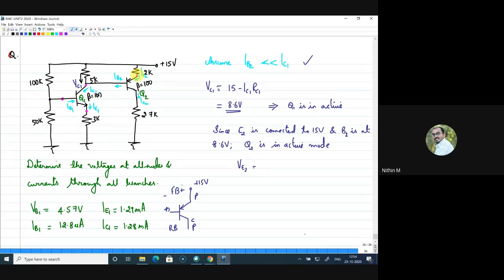So others who did not get the answer, let me explain. This Q2 transistor is in active mode. For a PNP transistor in active mode, the base emitter voltage can be considered as 0.7. Now this node voltage VC1 is at 8.6. If I add 0.7, which is equal to VBE active, to the existing voltage, I can get VE2. So what is VE2? It is equal to 8.6 plus 0.7, which is equal to 9.3 volts.